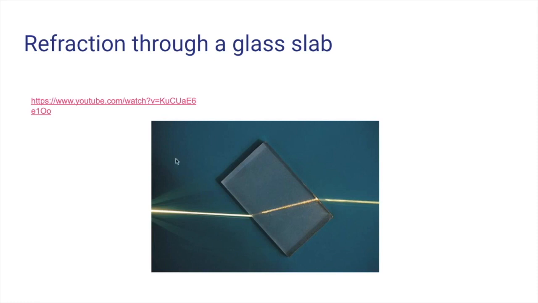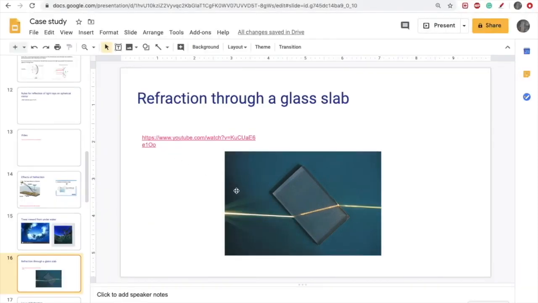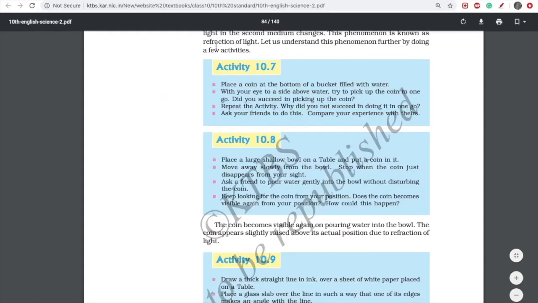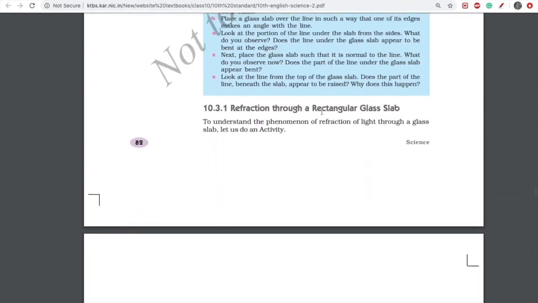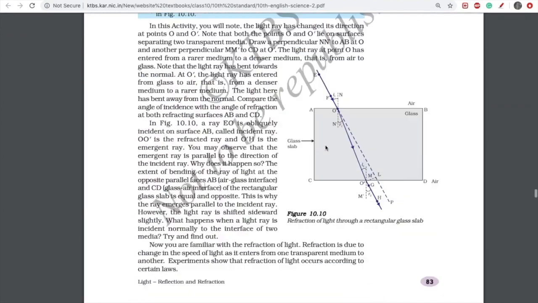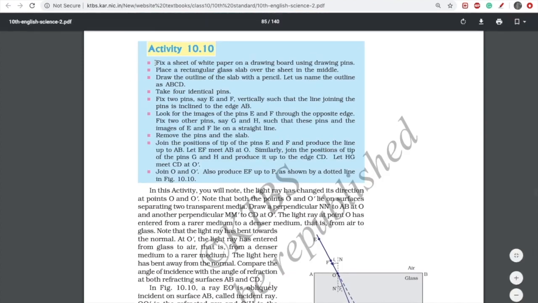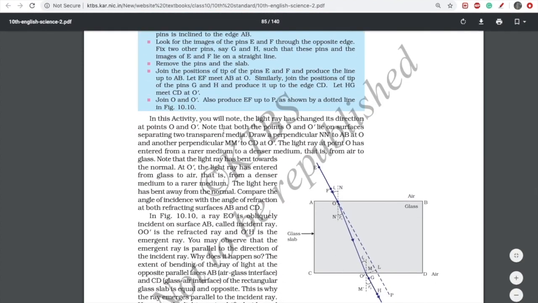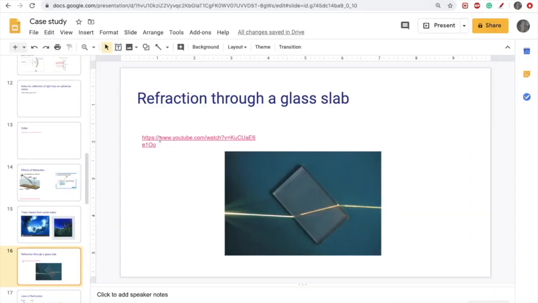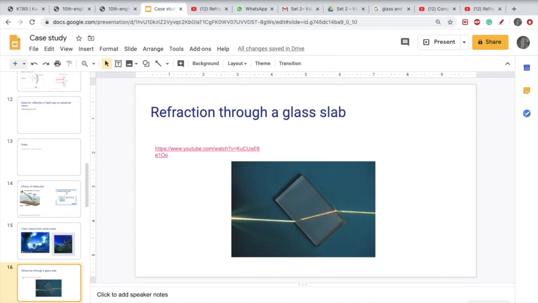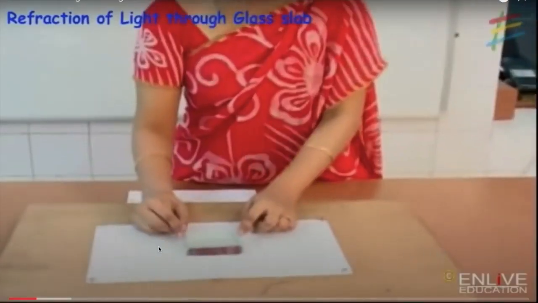So there is an experiment also based on this to understand refraction. It is even given in the textbook. See here, refraction of light through a glass slab. Here they have given the steps that you have to follow for this experiment and observation and everything. But instead of reading this, let us look at one more video. So first, this is a drawing board, a wooden board.